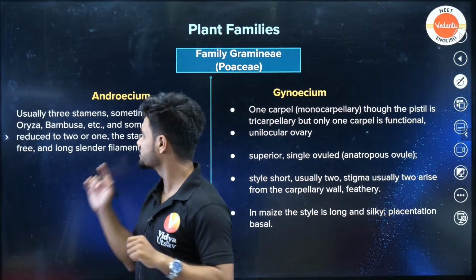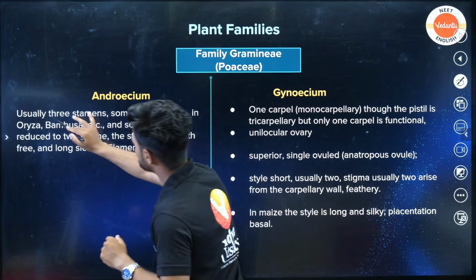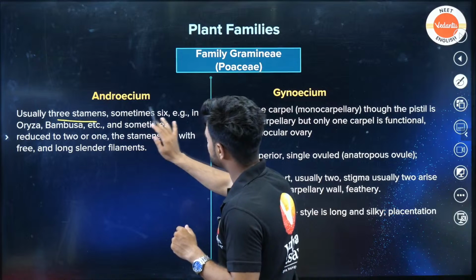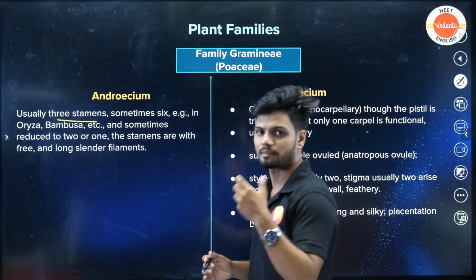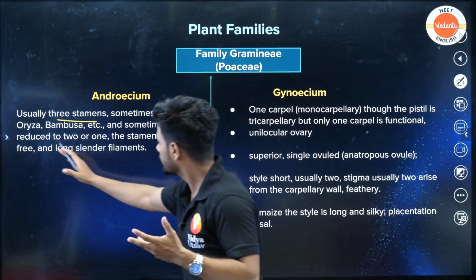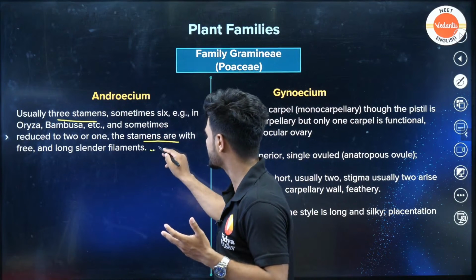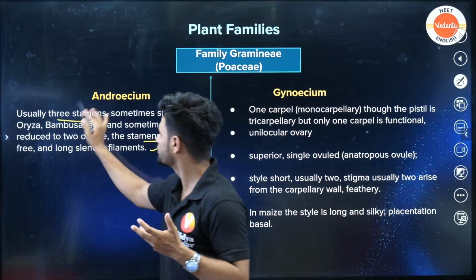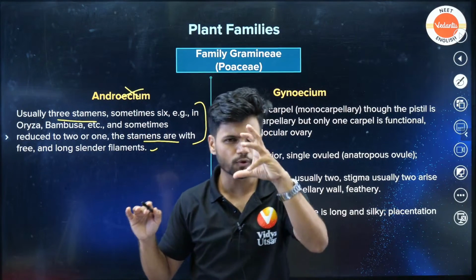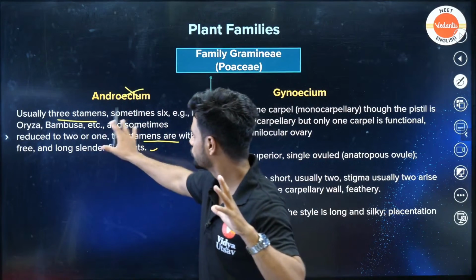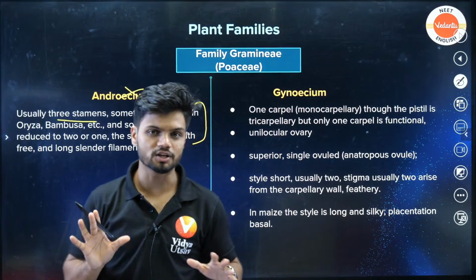Now under androecium, it's very simple. Three stamens, sometimes can be six, reduced to two or one, which are seen with long filaments. Again, not much, they cannot ask you much from your androecium, so don't focus much. Remember, two to four seen in your androecium condition.